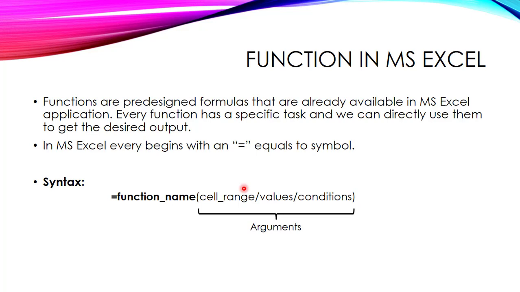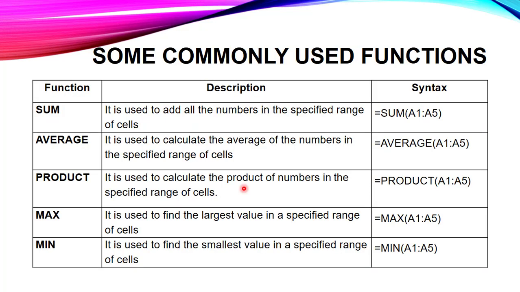So after this we will learn about some functions and then we will practice them. So some commonly used functions are given in this table. The first function that we have to discuss is the sum function. Fine. This function is used to add the numbers in the specified range of cells. And for performing this operation you have to write it like this. Then the second function we have is the average function. This average function is used to calculate the average of the numbers in the specified range of cells.